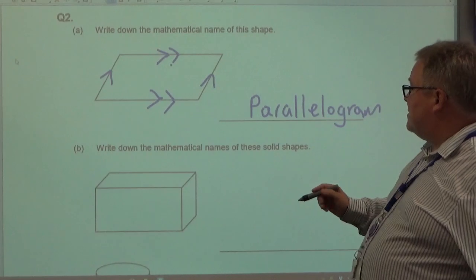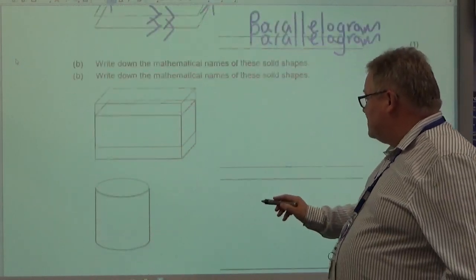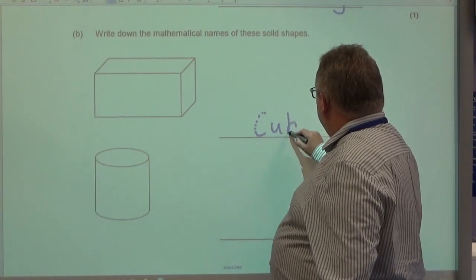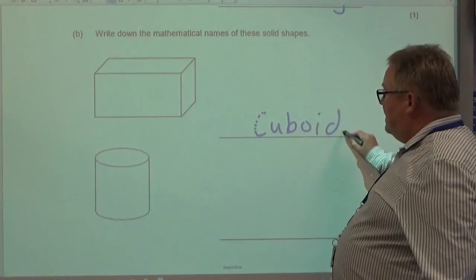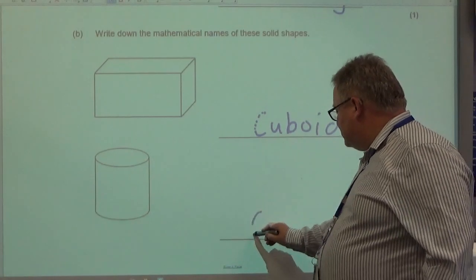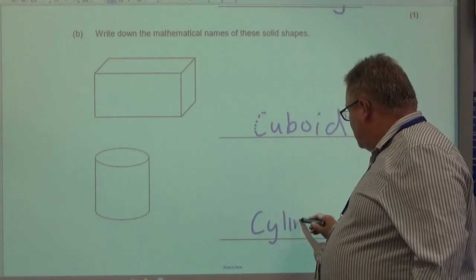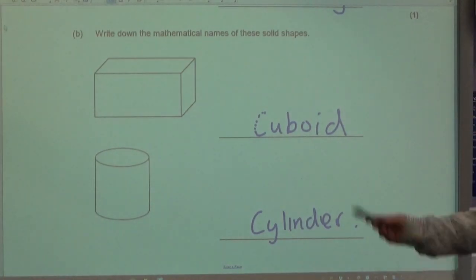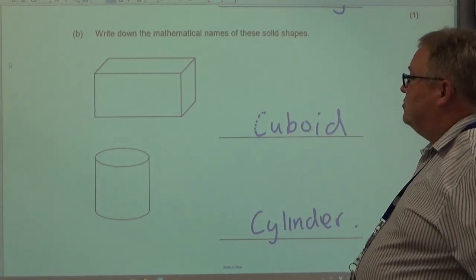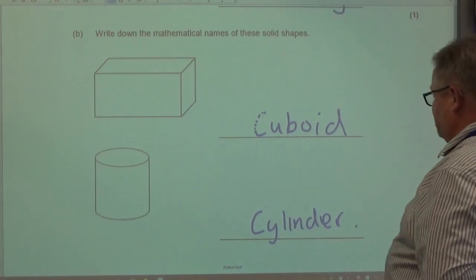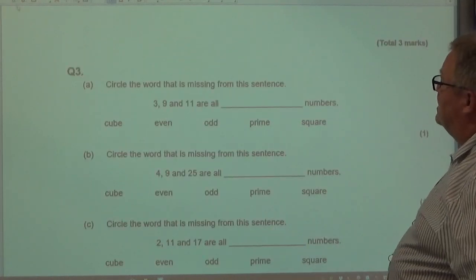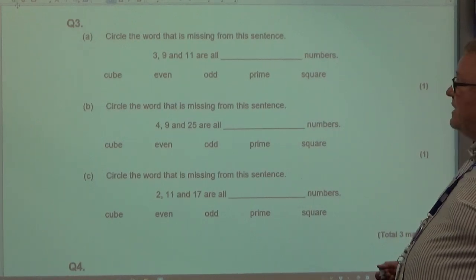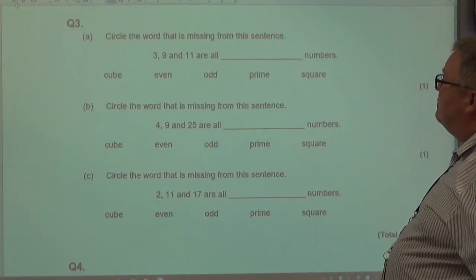So we've got some mathematical names of some solids. This one here is a cuboid. The next one down is a cylinder. So get to know your solids. And this one might be a cone. Always think of an ice cream cone for that one. Okay, next questions. Again, fairly straightforward questions towards the start of the paper, that's what it'll be. So have a go at all of them.